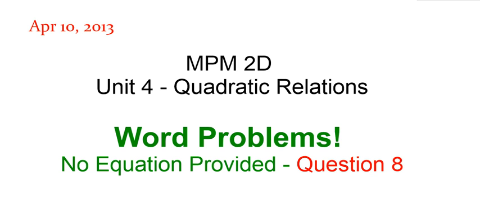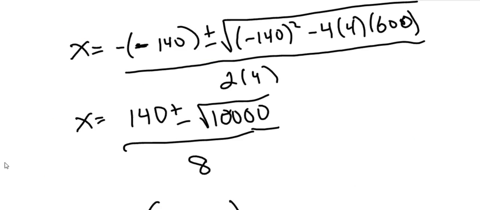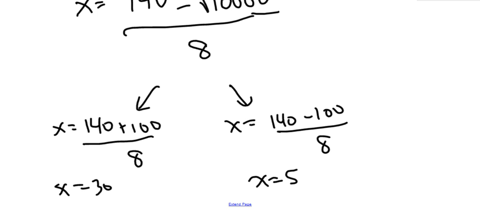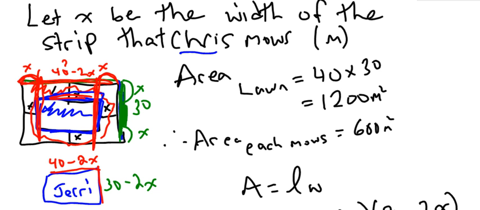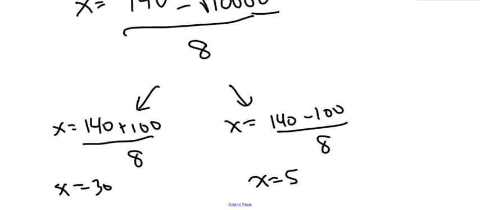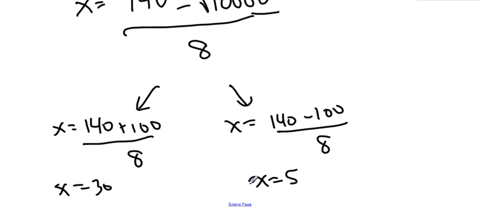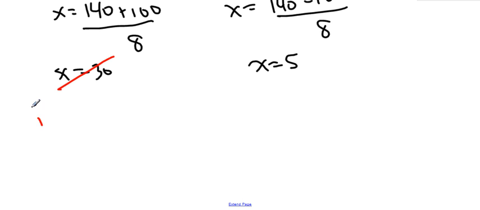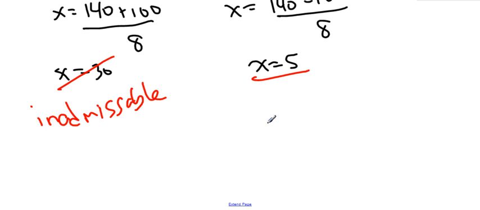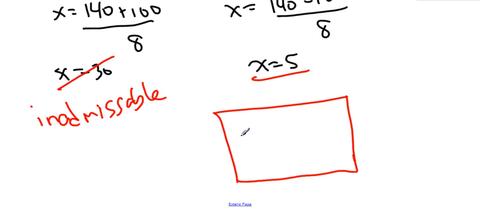So it's impossible for him to cut a strip of 30 meters. Even though 30 is correct algebraically, we still have to say it's inadmissible for this problem. And therefore, x equals 5 would be the width of this strip. So what's happening? Chris is going to cut 5 meters off each side.